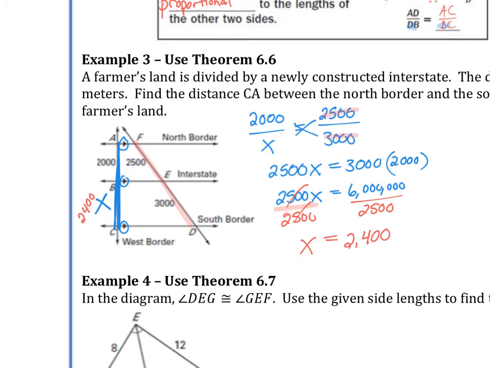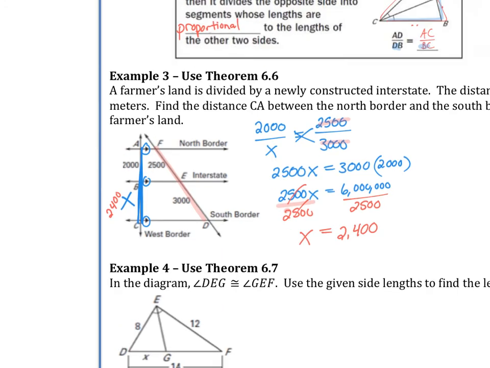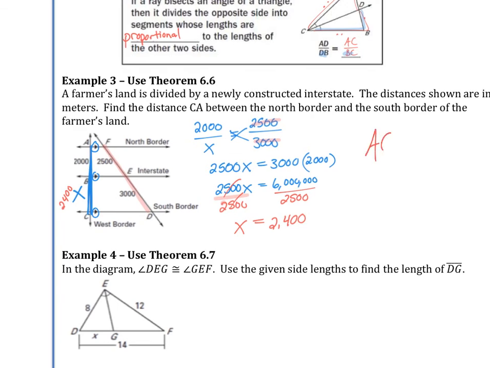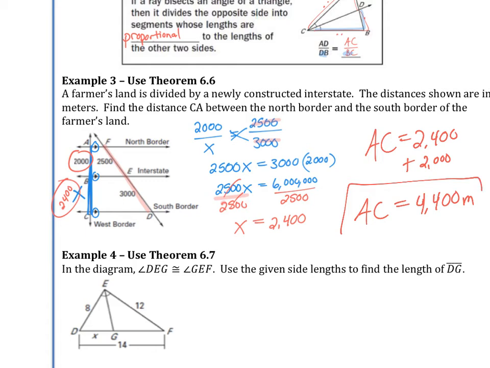So if you want to find the blue line from A to C, we would do AC is equal to 2,400 plus 2,000, because we're going to add up these two parts. So AC is equal to 4,400, and this is in meters. So it'll be 4,400 meters from A to C.